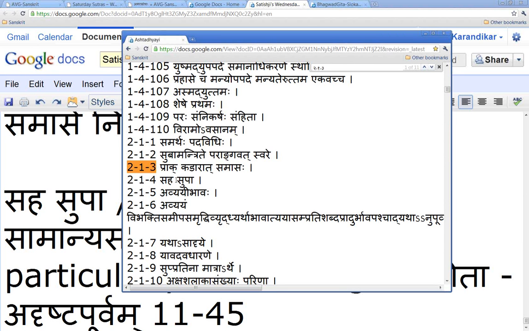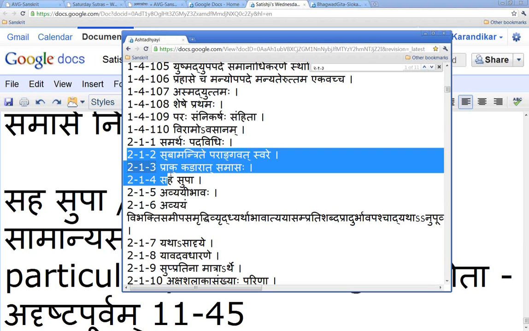So this Sahasupa can be split. That Sup will compound with another related term. That will be one sutram, and that will be a Vidhi sutram now. And that itself is enough to form any compound of a Sup with another term. It doesn't have to be one of these special compounds down here. It doesn't have to be a Subantam either.